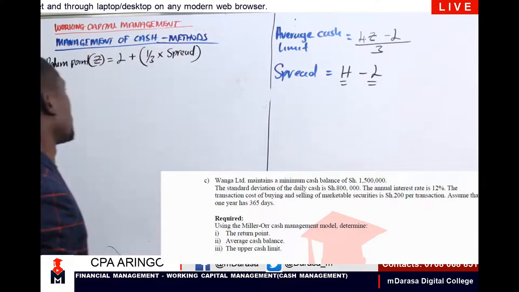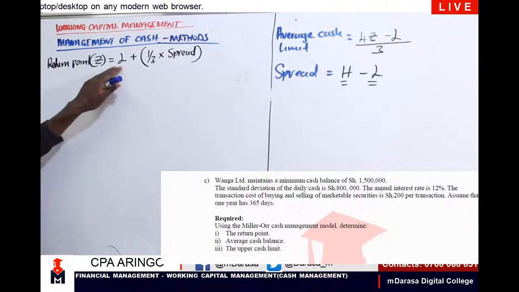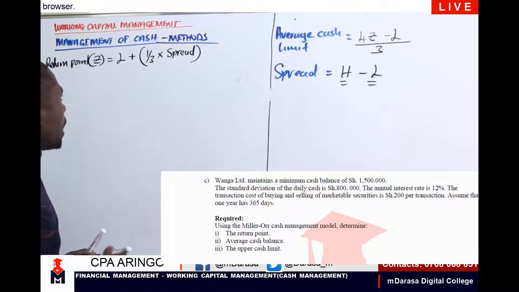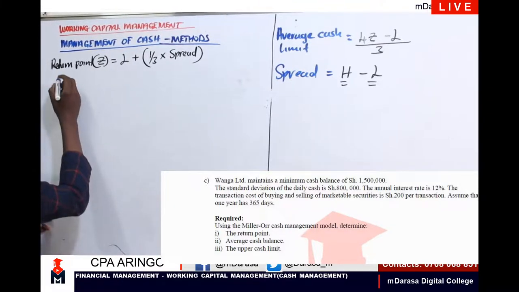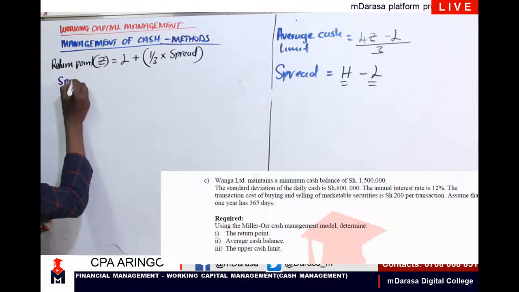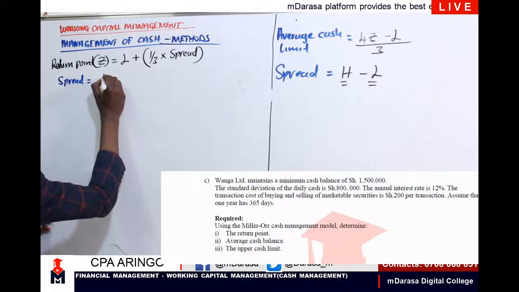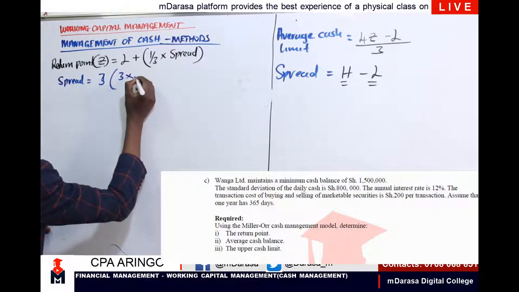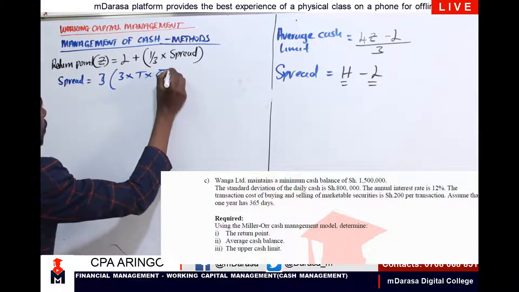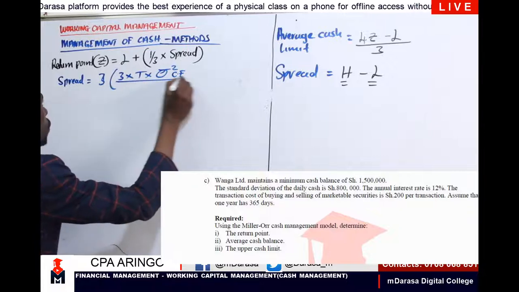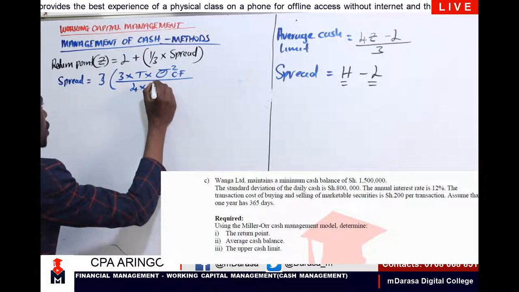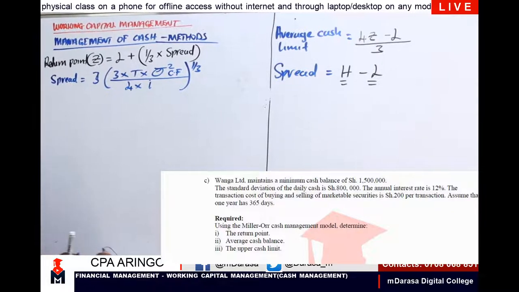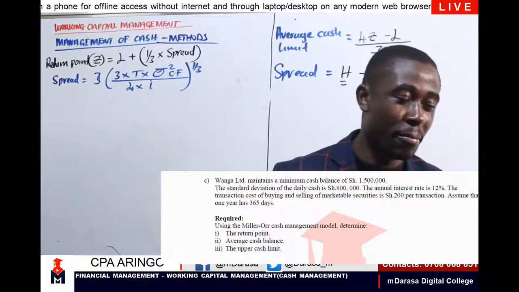The other question I'm going to ask myself in this case: we don't have our spread. Many a time I'll always be given our lower cash limit. So the big question I ask myself is, do I know how to work out our spread? Spread is three times my transaction cost times the standard deviation squared of the cash flow, that is the variance of the cash flow, divided by 4 times daily interest, all raised to the power of a third. This is what I want us to agree on, my good students, and you'll clearly see how this comes about.